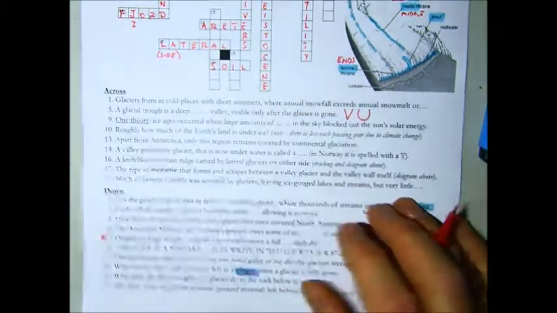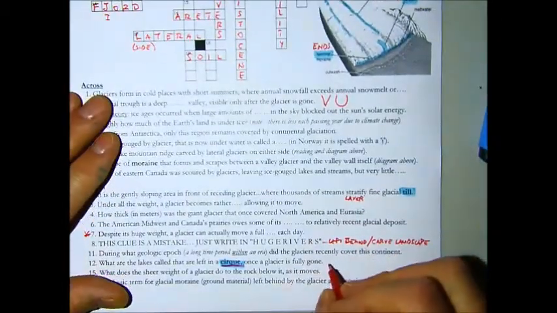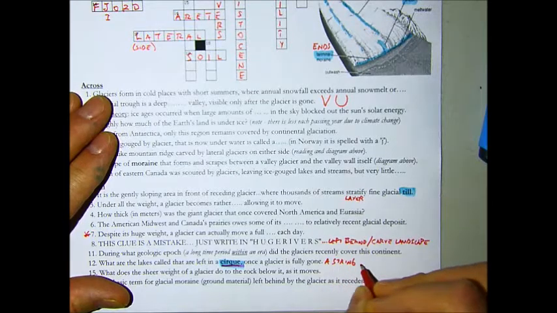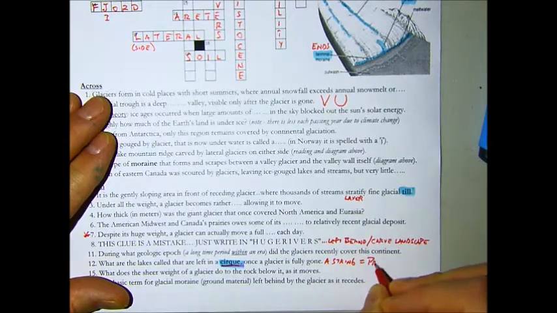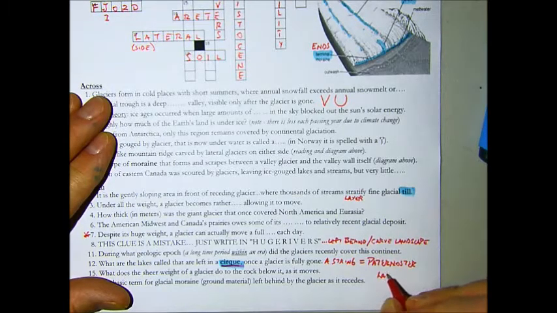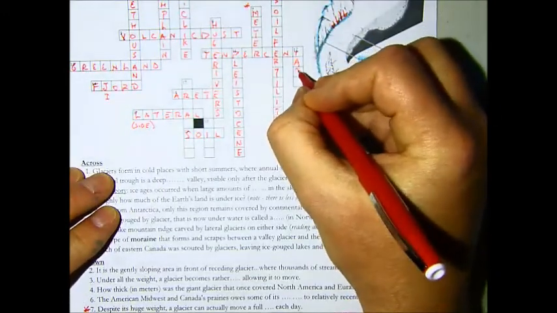So let's just write down here: a string equals paternoster lakes, okay? A string of these tarn lakes. But let's get back up here and write in the word tarn. Okay, getting close to the end here.